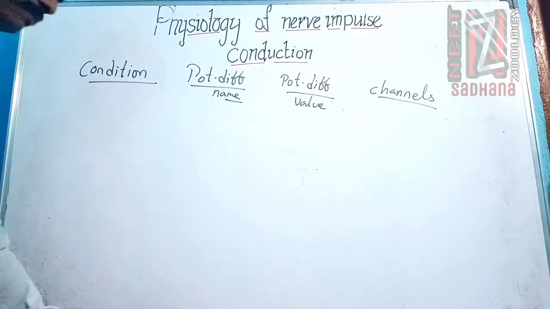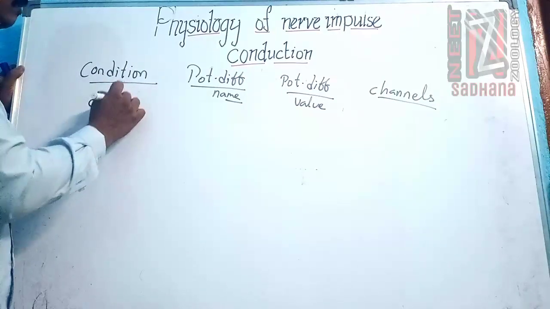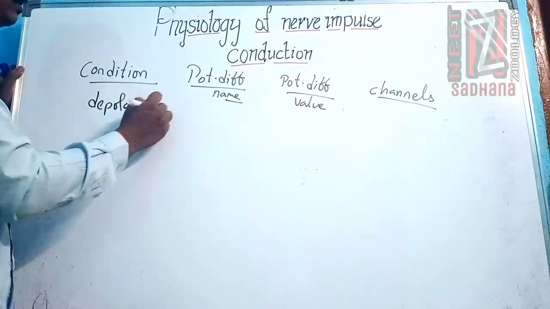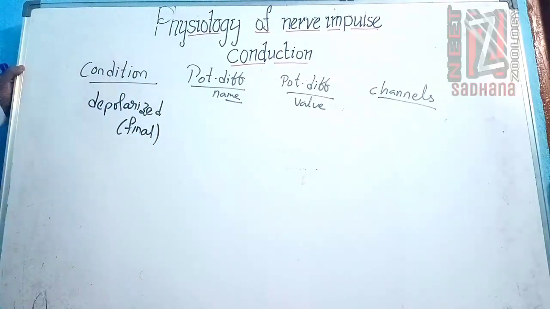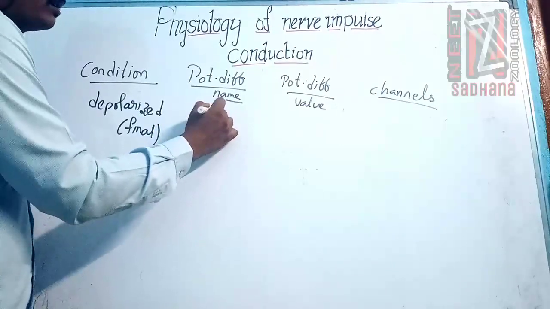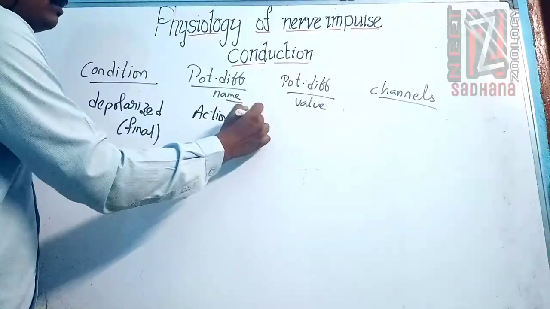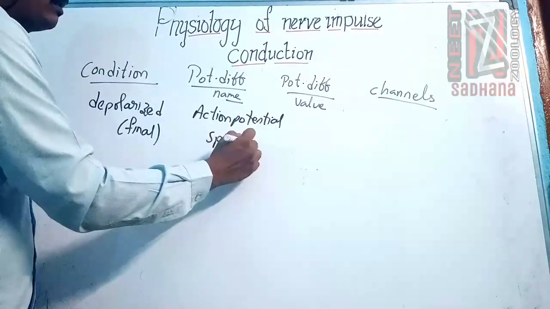Now we'll go for the next third one, that is depolarization at the final stage. What is the potential difference name here? It is called action potential, or we can call it spike potential.